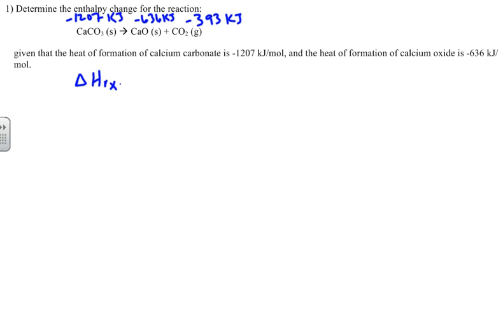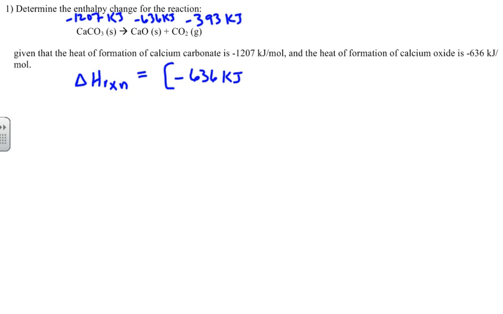equation. So the heat of the reaction, the delta H of the reaction, is equal to the enthalpy of all the products added up, and then we will subtract the enthalpies of all the reactants added up. So here's how we're going to do this. So the products, the first product is calcium oxide, which has a negative 636 kilojoule enthalpy.